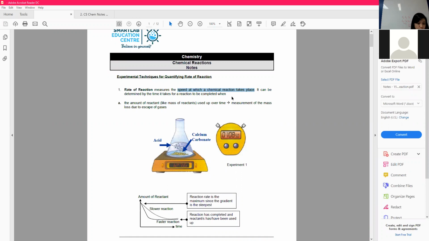There's two ways to measure. First way is to check the amount of reactant used up over time. Meaning when you put the two reactants together, then you start your stopwatch, then you check how much of the reactant is gone, how much did the mass decrease over time. Then you can plot your graph to see how fast it decreased. So that is one method.